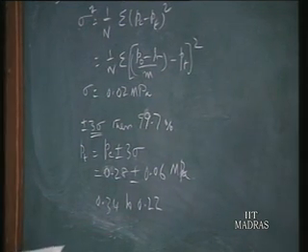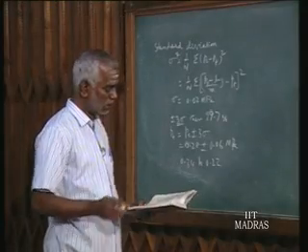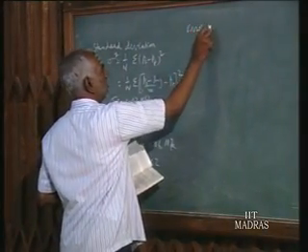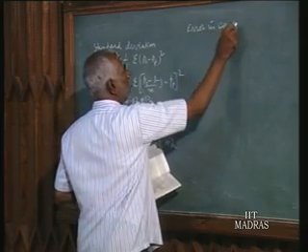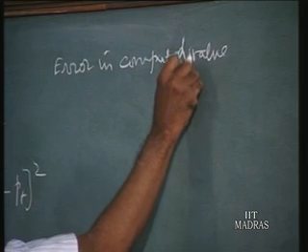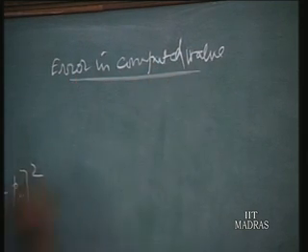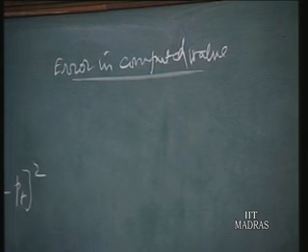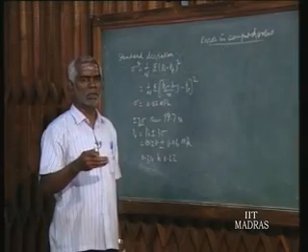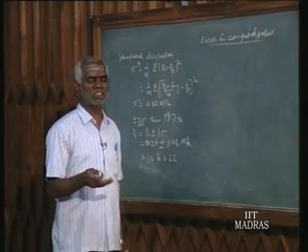Next, what we are going to learn is the error in the computed value. We also say error propagation. Suppose in an engine, power is to be computed, power output or power input, or the efficiency of the engine.